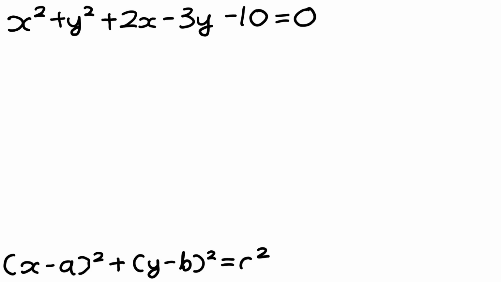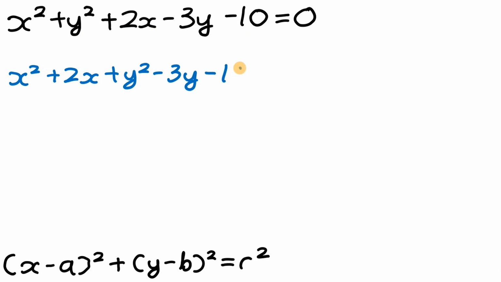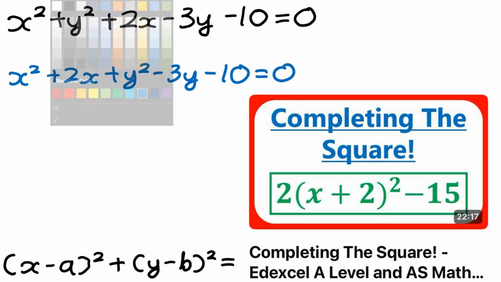Okay, now sometimes they will give you the equation of a circle in this expanded format here, and you need to convert it into this format here. So the way that you do this is using completing the square. So this here, let's rewrite this, but let's group the x and the y terms together. So let's group the x terms together, so it's x squared plus 2x, and then let's group the y terms together, so we have y squared minus 3y, then we have minus 10, and this is equal to 0. So we need to use completing the square on this. We did a video on completing the square, so go back to that if you need a reminder.